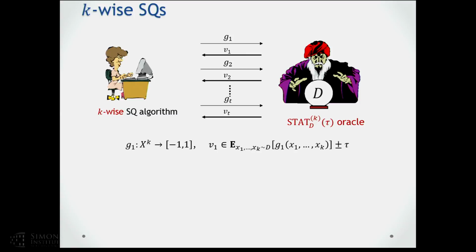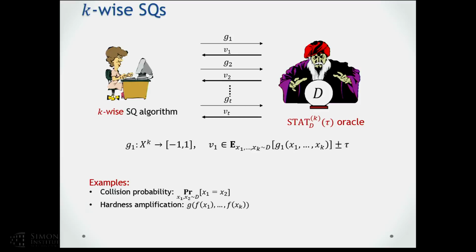And you can think of this extension as interpolating between the regular unary model and general algorithms, which are unrestricted and can see all the random examples at the same time. So for a more concrete example, collision probability is something you can think of as a query in this model, because collision probability is the probability that two randomly drawn samples are equal.